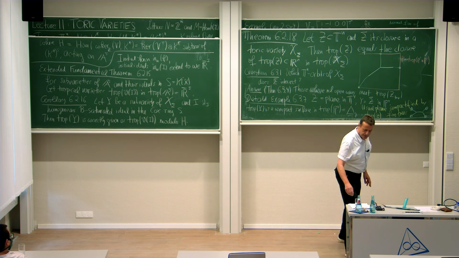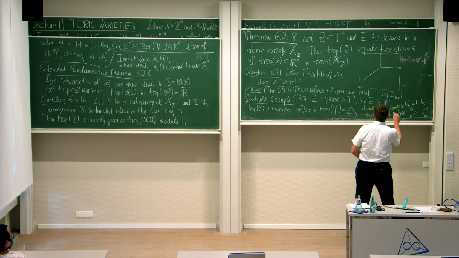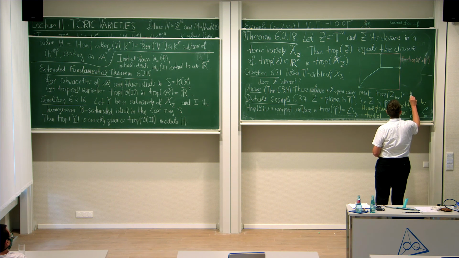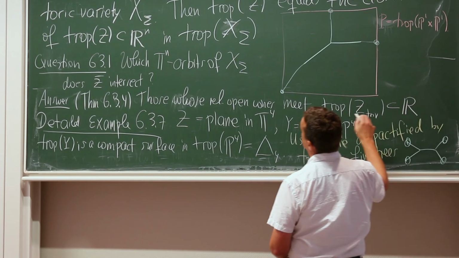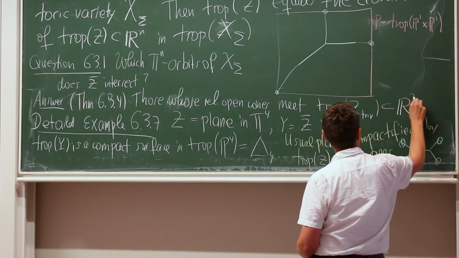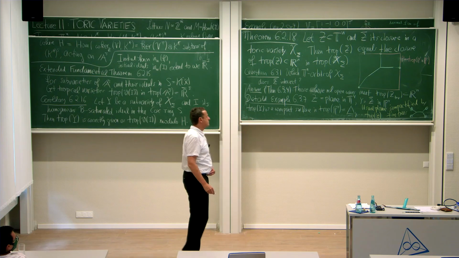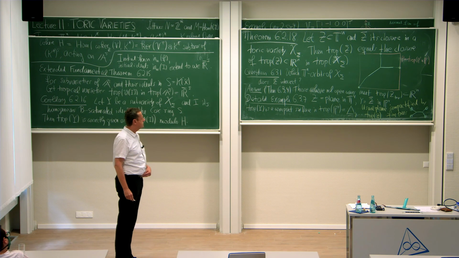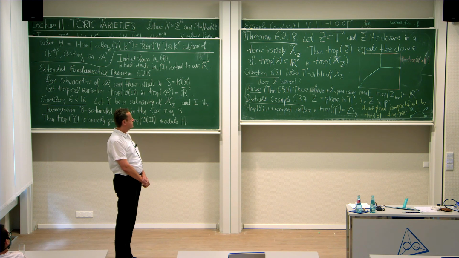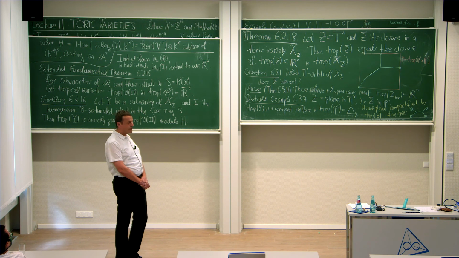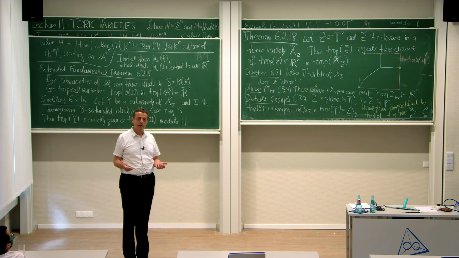Exactly. This lives in, I should have said that. This lives in R to the N. But if every coordinate of Z is non-zero, then the trivial valuation will just map all of Z into 1, 1, 1. No, no, no. The tropicalization is the usual: the minimum is attained twice, right?